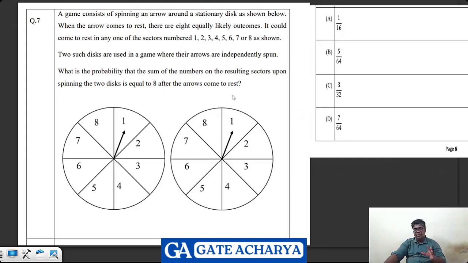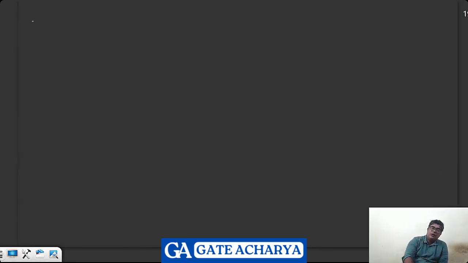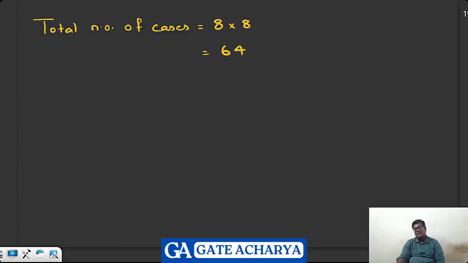So I have to find the probability where the sum of the values has to be 8. First of all, what is the total number of cases here? How to identify the total number of cases is quite easy. In one spinning, there are how many sectors? 8. Similarly, there are 2 spinnings, right? So 8 into 8. Technically 8 square, which is 64. So total number of cases here is 64.